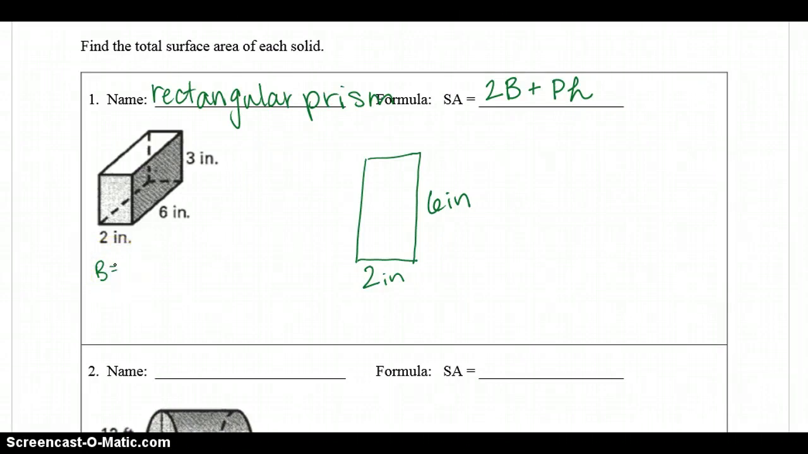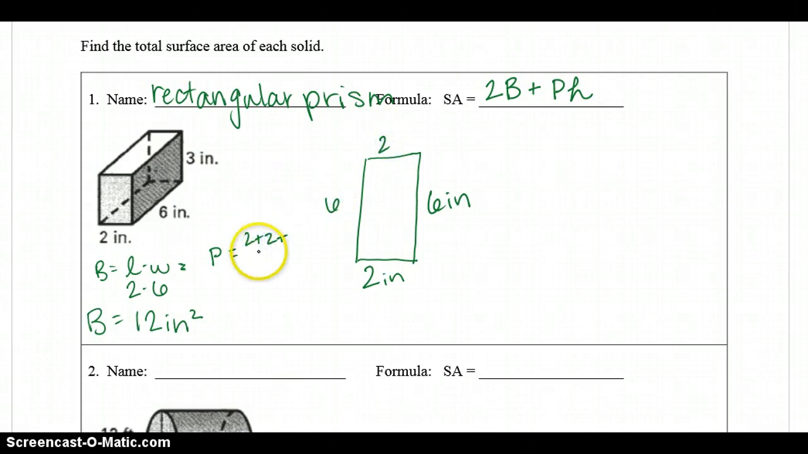What is the formula for the area of a rectangular base? Just length times width, which in this case is 2 times 6. So the area of our base is 12 inches squared. The perimeter of our base, we just have to add up all of the sides. We have 2 and 6, and the other sides are also 2 and 6. If we add all that up, 2 plus 2 plus 6 plus 6 gives us a total of 16 inches for our perimeter.